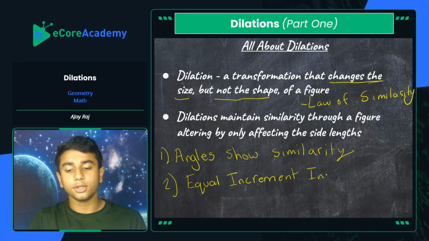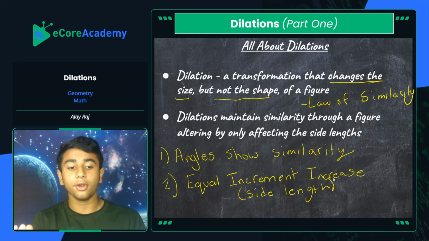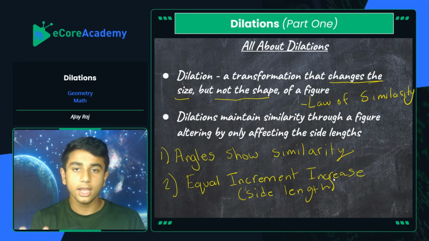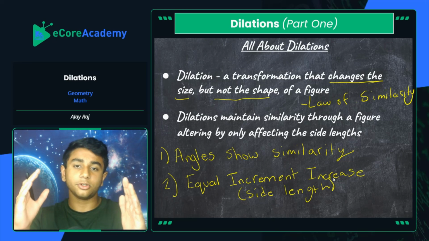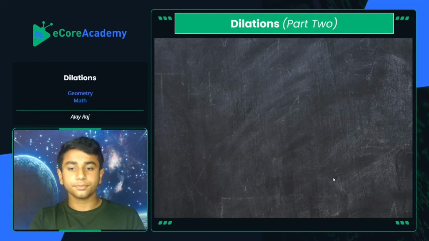Equal increment increase. And that's referring to side length. Write that here. So basically what I'm saying is, if you have a dilation and you're trying to double one side of a figure, well, what you'd have to do is double all other sides of that same figure in order to maintain similarity between the pre-image and the image, so the original to the altered copy of it.